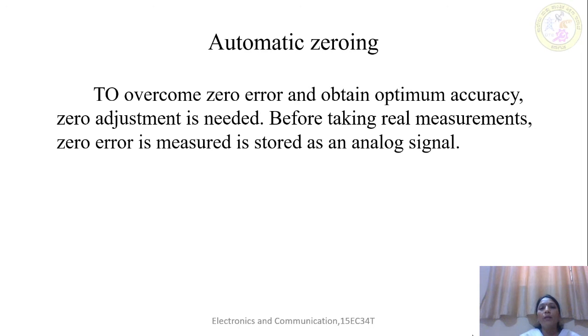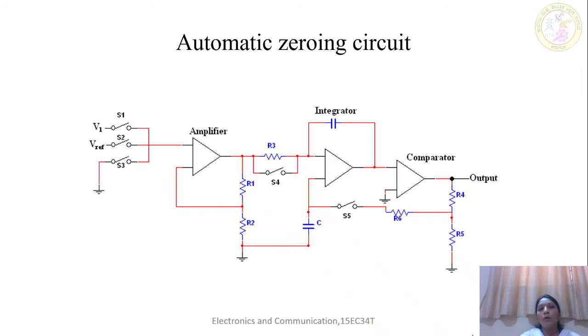First, automatic zeroing. To overcome zero error and obtain optimum accuracy, zero adjustment is needed. Before taking real measurement, zero error is measured and is stored as an analog signal. This is the block diagram of the automatic zeroing circuit. Before starting to take actual readings, first we need to zero the circuit.